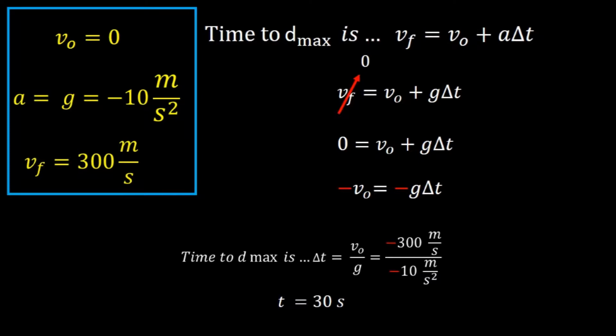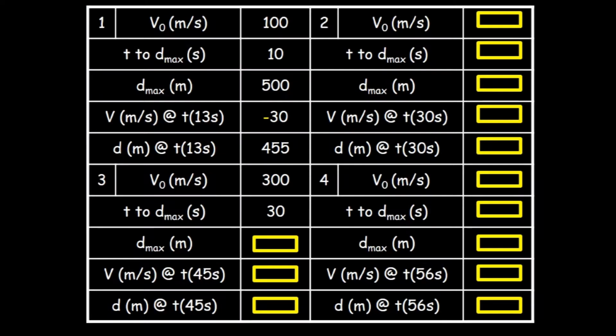And there's the work: Vf equals V naught plus G delta T. Remember, it's actually Vf equals V naught plus A delta T. G, because it's gravity, it's going to be negative because it's going up, etc. So that's going to be 30 seconds to the top.